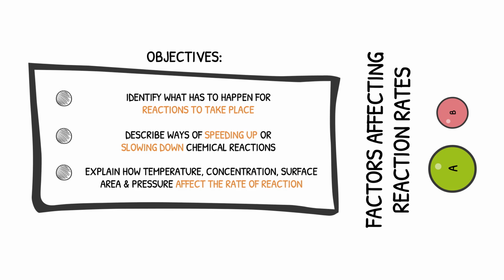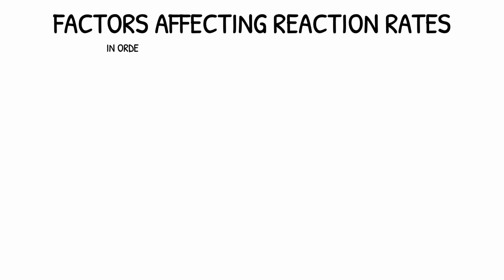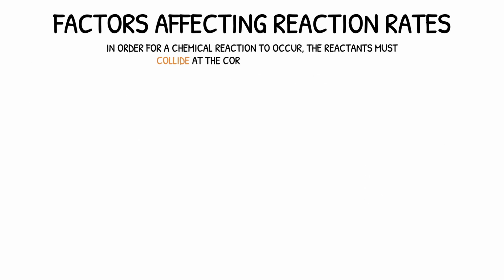So, let's go. In order for a reaction to occur, the reactant particles must collide with each other at the correct activation energy. A collision occurs when two or more reactant particles bump into one another. Only some of the collisions that take place will cause a chemical change to happen. These are the collisions that take place at the correct activation energy. The activation energy is the minimum amount of energy required for a reaction to occur.